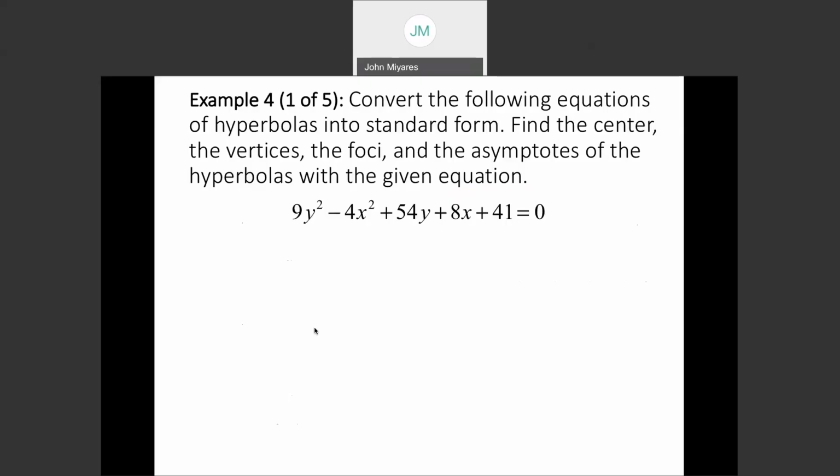Finally, once you have the factored expression, you'll want to divide both sides by whatever constant is left on the right-hand side in order to get it all equal to 1. Then you can simplify the results. I'm going to pause here for a bit to let you get your chance to work through this one on your own.